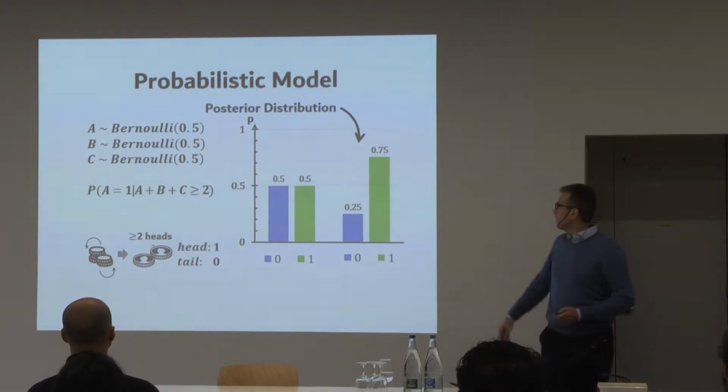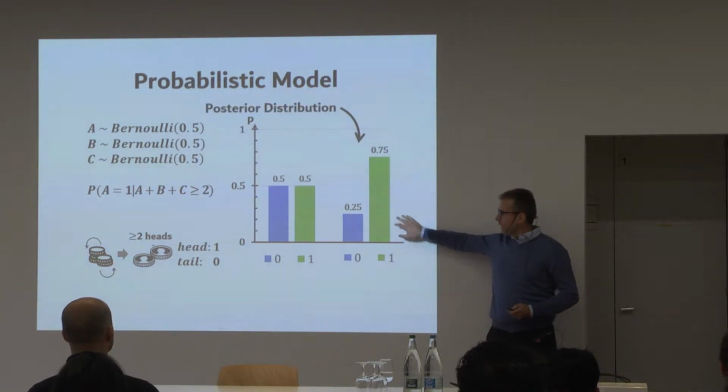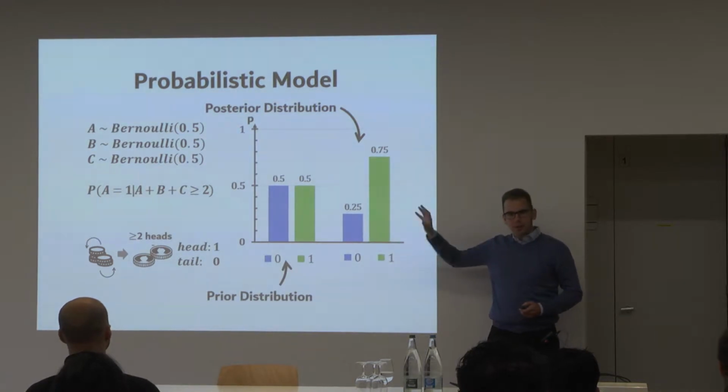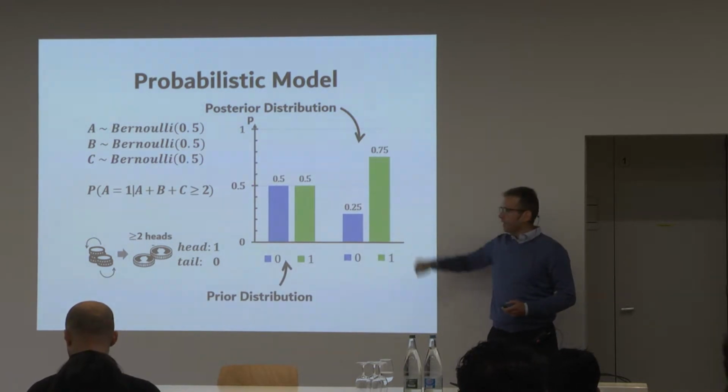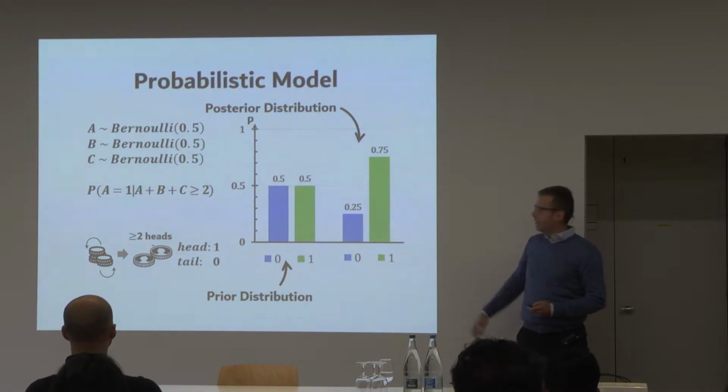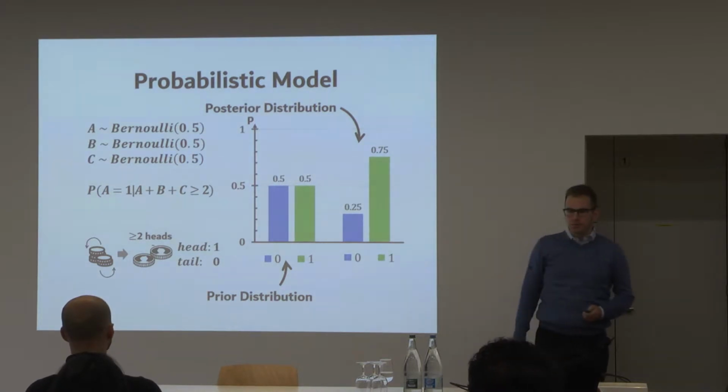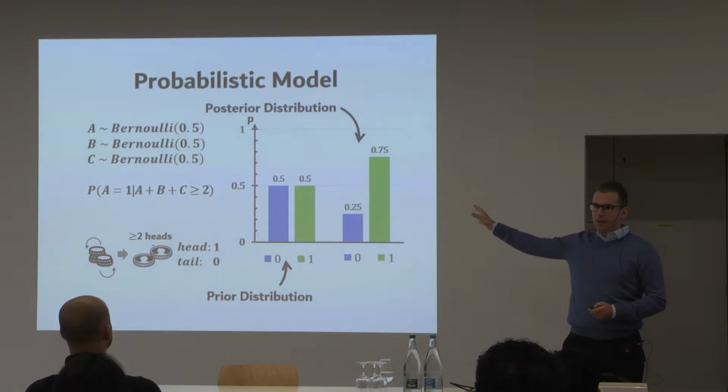And this is what we call the posterior distribution. And what we started from was a prior distribution, our initial belief before knowing the fact that at least 2 of them were heads. Now we get the posterior one. So this is all math so far. Where does programming come into place?